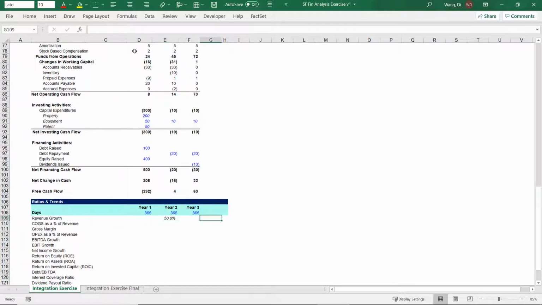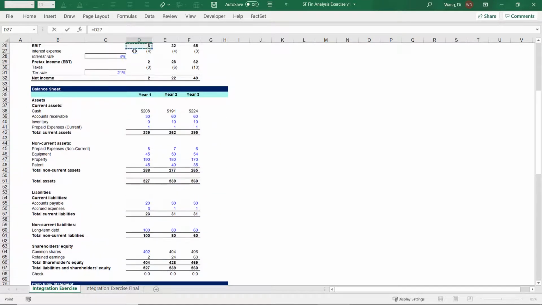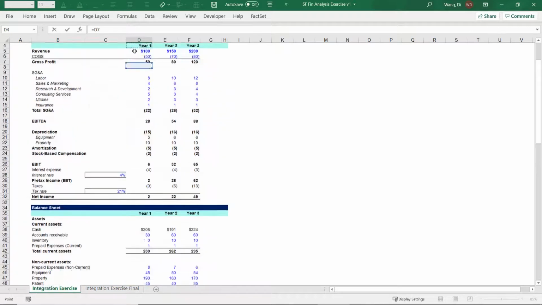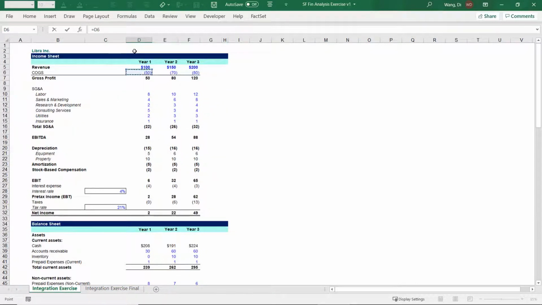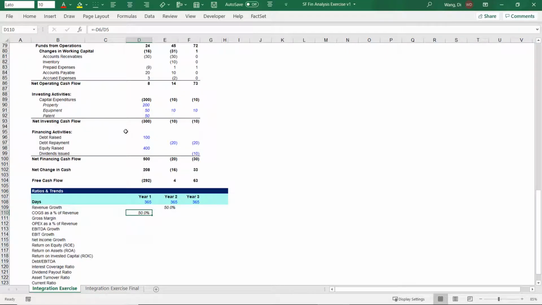out all the columns. COGS as a percentage of revenue, we can calculate for year one because we have COGS and revenue for year one. So we'll go up here, COGS divided by our revenue number. Make sure that we make these a negative so that the negatives cancel out and it's a positive figure.